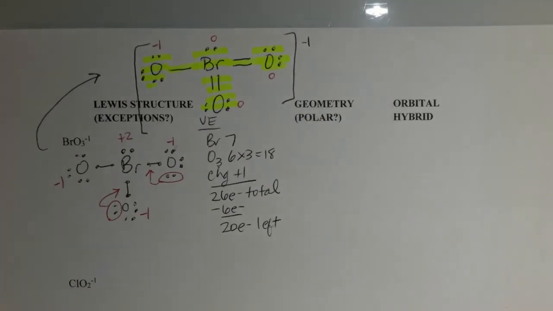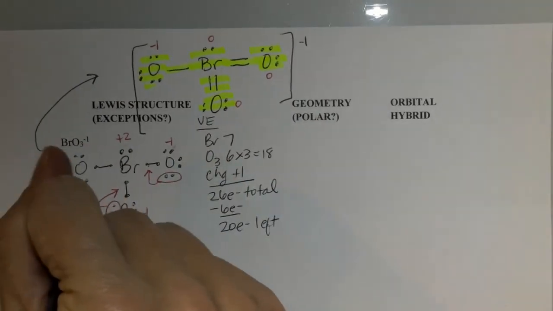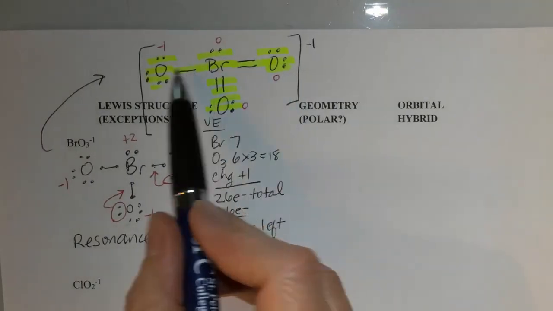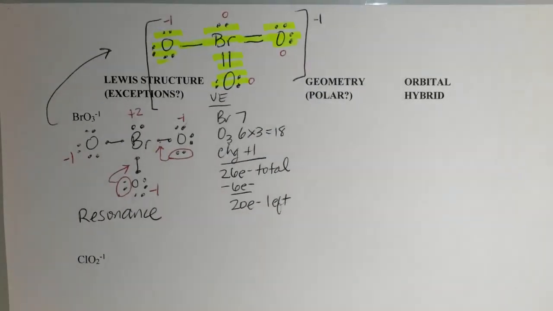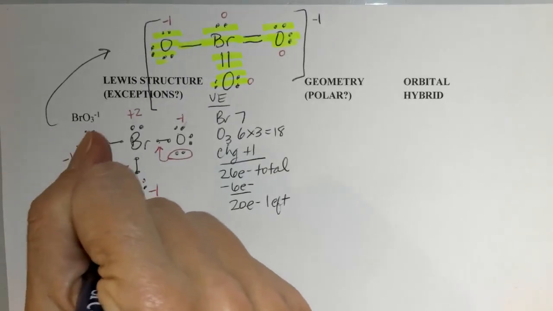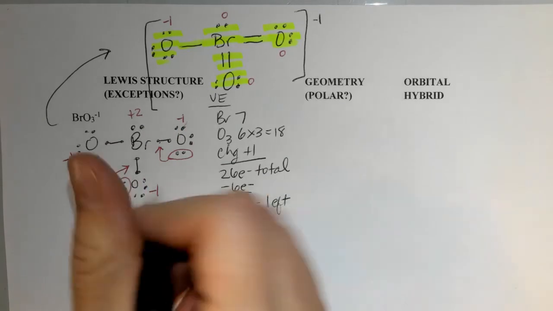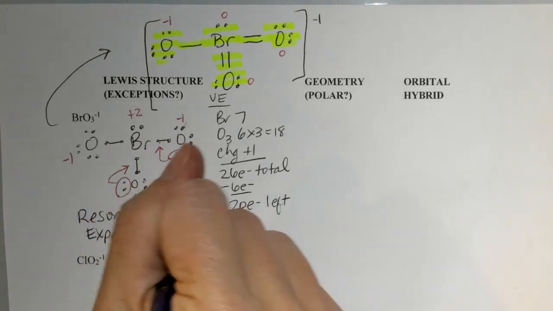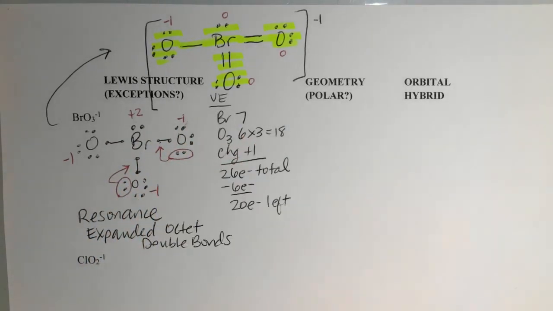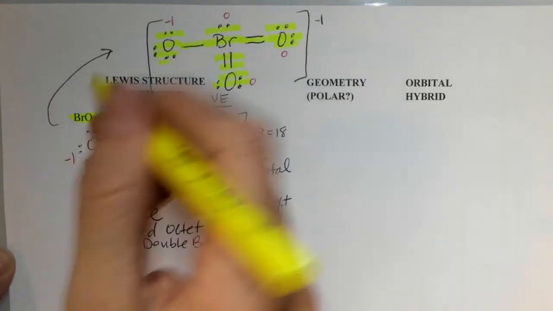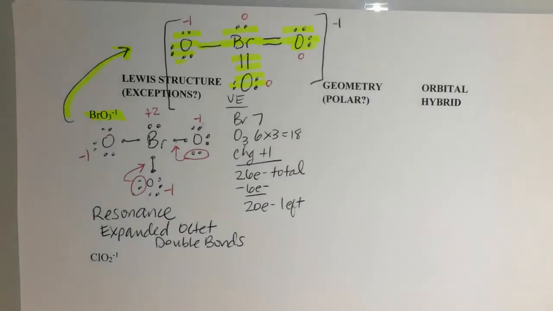This would be another situation where you could have resonance. Where did you put the double bond? Well, we could have put it here, we could have put it here. You can move it. We've expanded the octet on the bromine, and we have double bonds. So there's kind of a lot going on with the bromate polyatomic ion. All right, but this is our final Lewis structure for the bromate, where it has 2 double bonded oxygens and 1 single bonded oxygen.